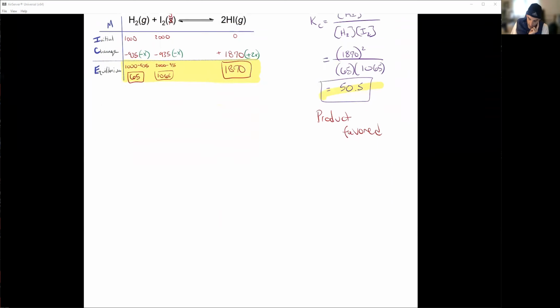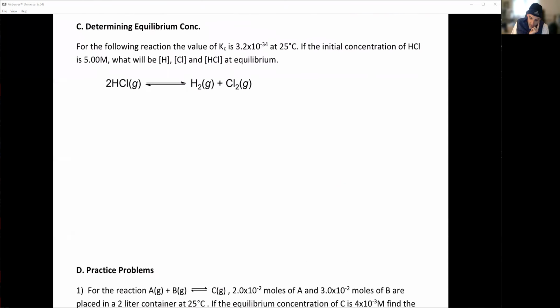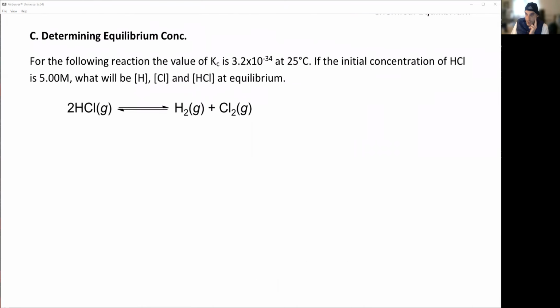Next, the next type of problem that you're going to have is determining equilibrium concentration. So this time we're actually going to be provided a value of Kc, but I want to know how much stuff I have at equilibrium.